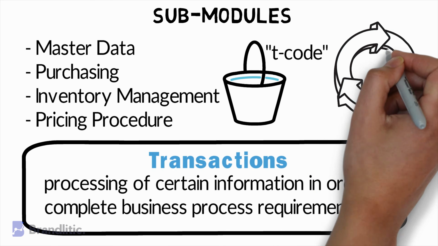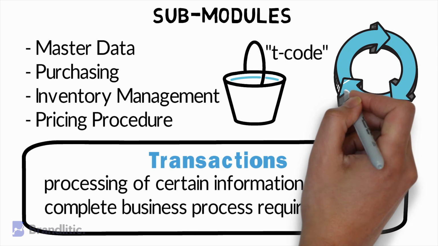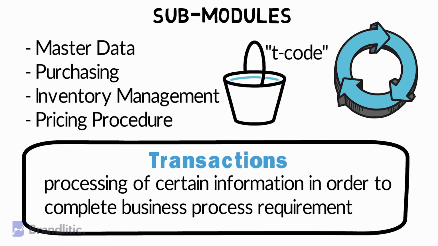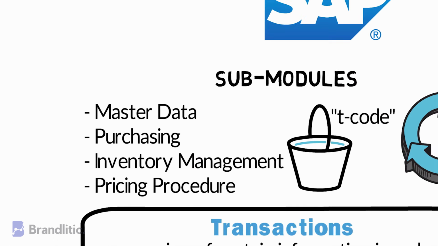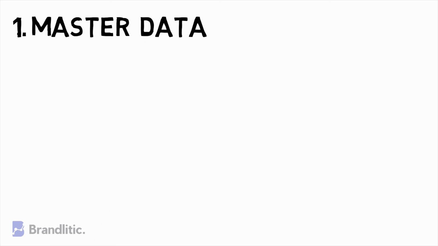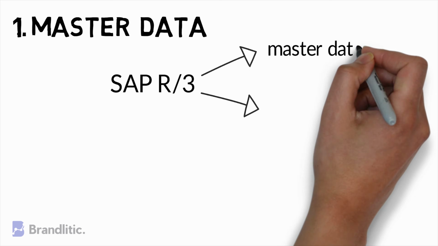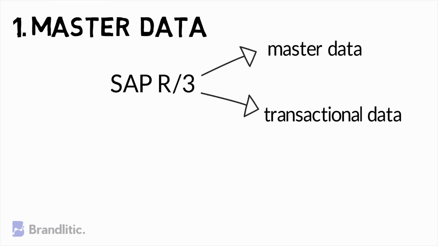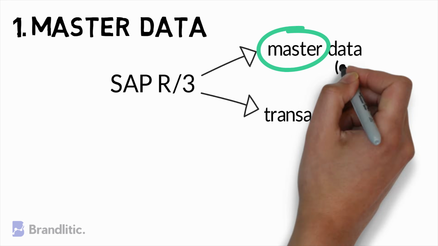Most of the business processes involve multiple SAP transactions to be accomplished and are spread over 1, 2 or more modules. Now let's briefly talk about various sub-modules in SAP MM. Number 1. Master Data. Now as we all know that data stored in SAP R3 is categorized as either master data or transactional data. Master data is the core data that is used as a base for any transaction.